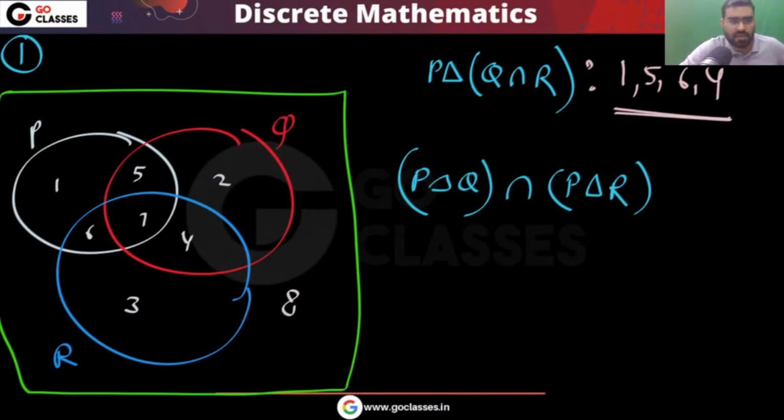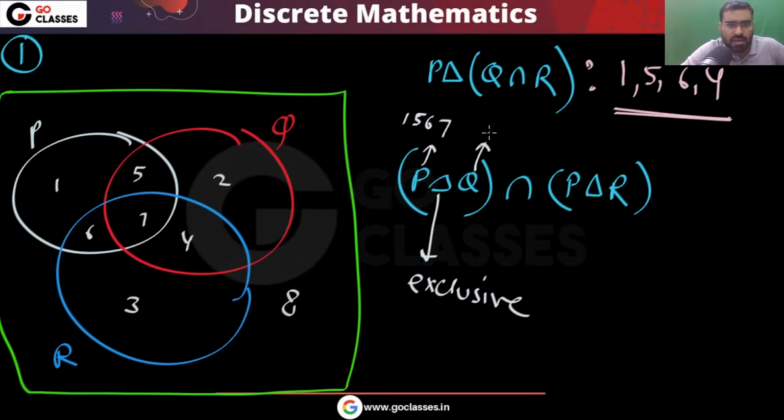This is the area. Okay, let's check this one. Tell me about this one. What is the area it will have? Exclusive in P, Q. What is exclusive in P, Q? Remember, exclusive. P has 1, 5, 6, 7. Q has 2, 4, 5, 7.